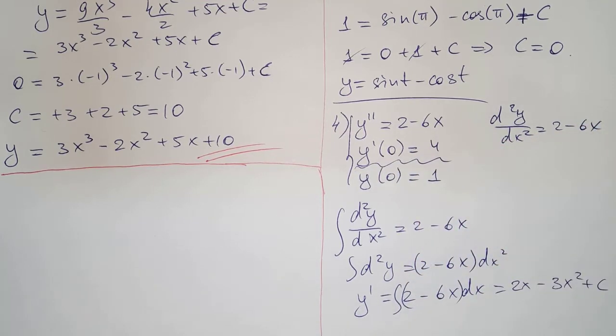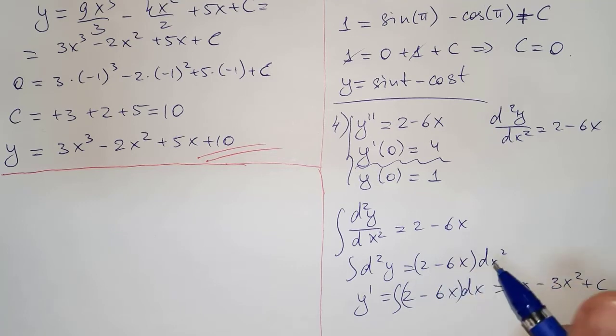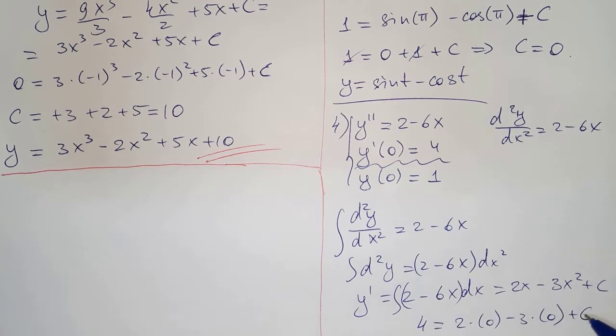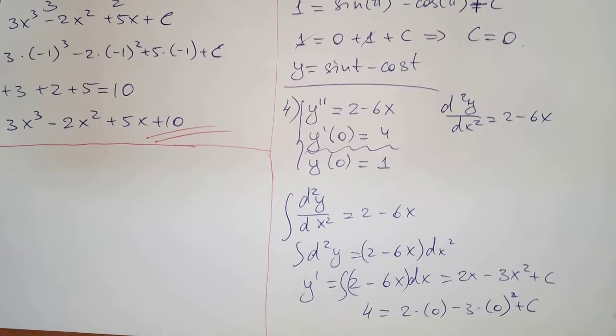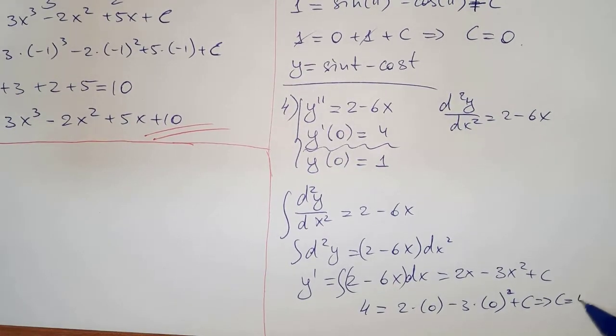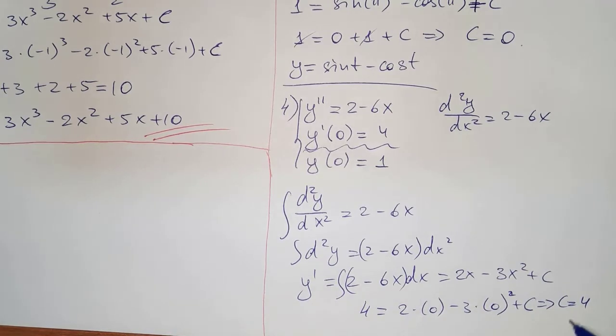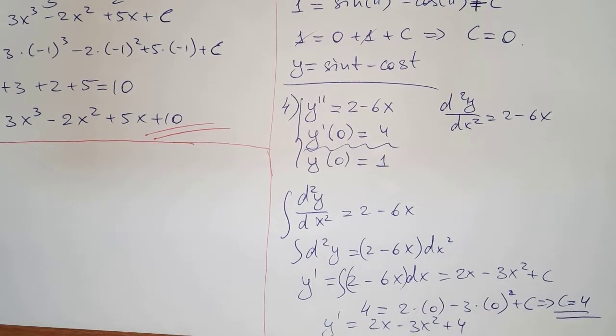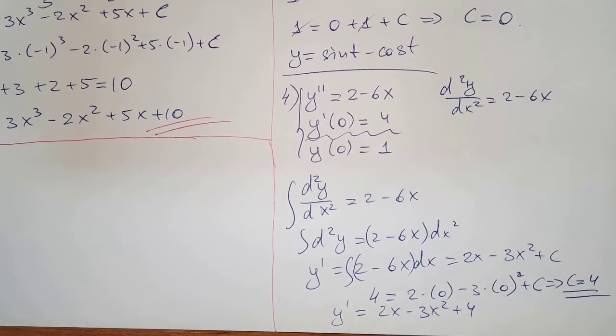And then what we get here: 4 equals 2 times 0 minus 3 times 0 squared plus c. It doesn't matter. So hence c is 4. Now we can write our y prime as 2x minus 3x squared plus 4. So this is the first one.